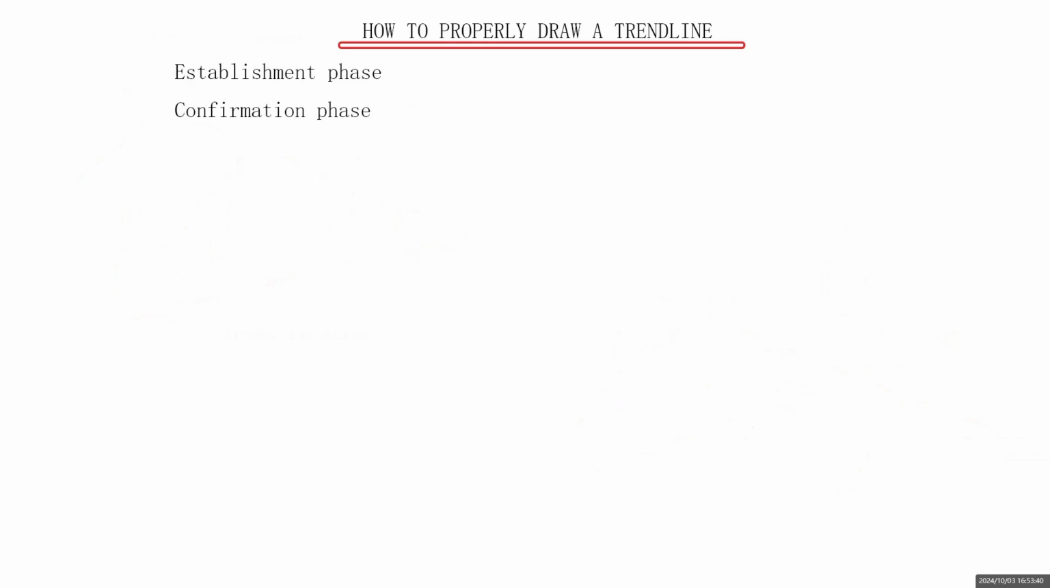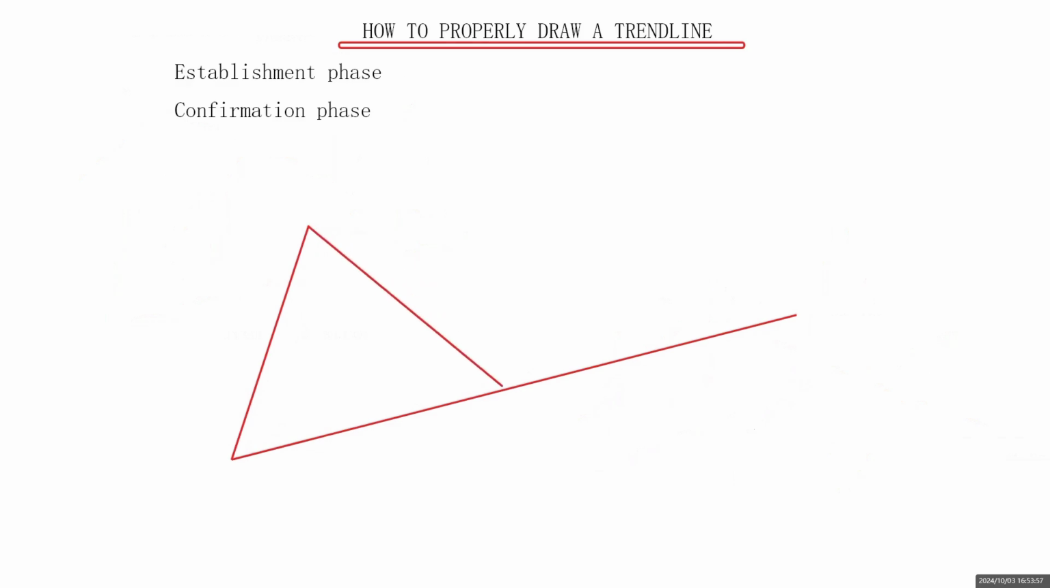So let's go ahead and draw out a trend line. So this is a trend line. So what is the establishment phase? It's important to note that in drawing a trend line, in this case, we'll start from the ascending trend line. We must have what? Two troughs. These two troughs are what we call the establishment phase.